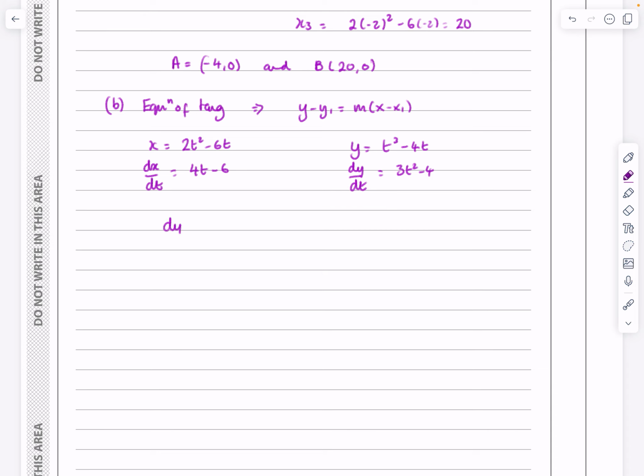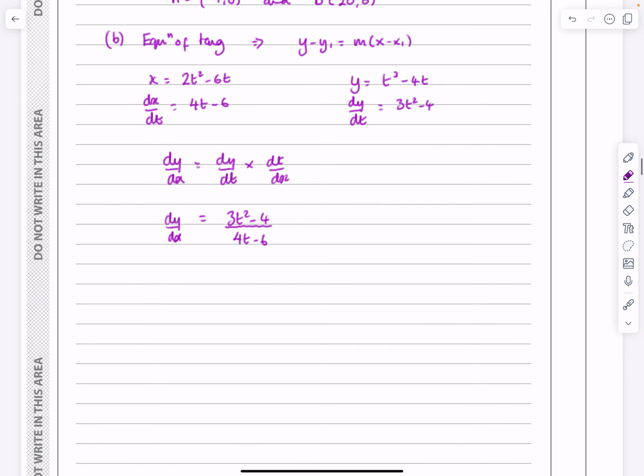So dy by dx is dy by dt times dt by dx. As always, just notice we've got dx by dt, not dt by dx. That's no problem. All that means is that dy by dx is going to be 3t squared minus 4 times 1 over 4t minus 6. Well, I'm just going to put it straight away as divided by 4t minus 6, but that's dy by dx. So m is going to be dy by dx, but at what point? Well, we know from our earlier work that B is when t equals minus 2.